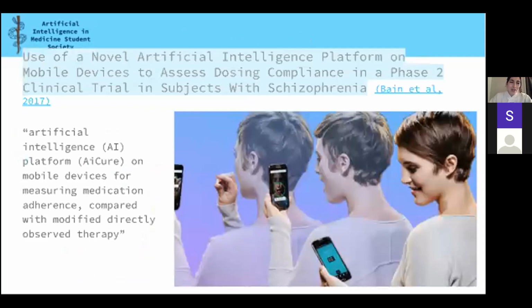This one is interesting. This group used image recognition to track schizophrenic patients taking their meds, to ensure that they're being compliant with their meds. I can imagine some limitations to monitoring patients this way in terms of their compliance, but I still think it's interesting. The link is here in the slide if you're interested.